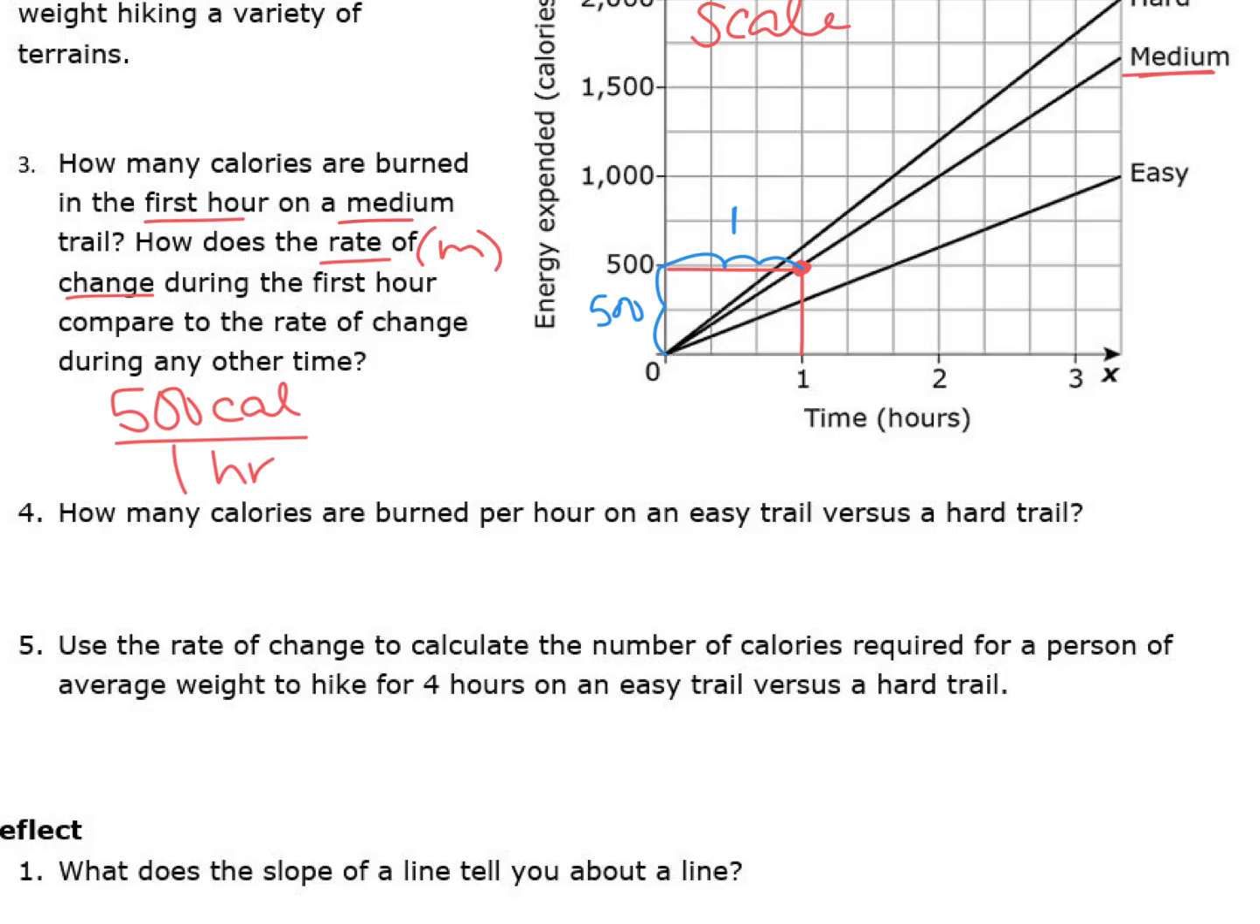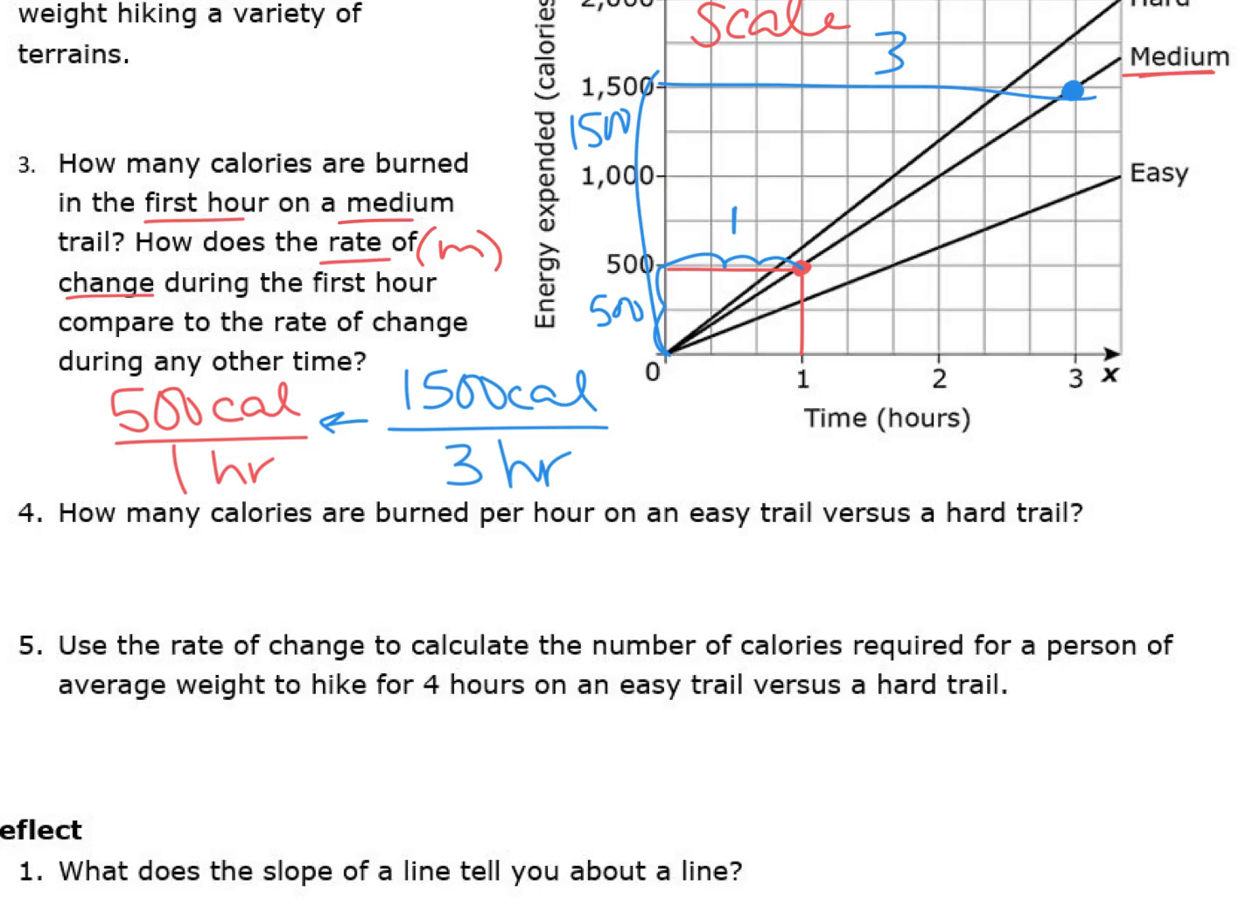But what if I came up and went all the way to this dot right here? Now I'm going up 1,500 and I'm going over 3. So I want you to think about this. If we did 1,500 calories in 3 hours, what does that simplify to in your calculator? This is still 500 calories in an hour, because 1,500 over 3 is still 500. So it doesn't matter which points you use on your graph, you're going to get the same slope every time.